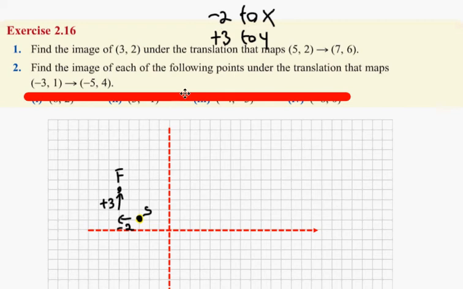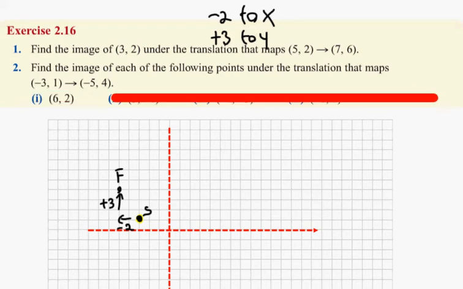Now, we're at the point (6, 2). 1 2 3 4 5 6, (6, 2). We have to move (6, 2) in a similar fashion. We have to go 2 to the left and 3 up. So 2 left and 3 up, and that's our new point. Is that alright? The new point is (4, 5).